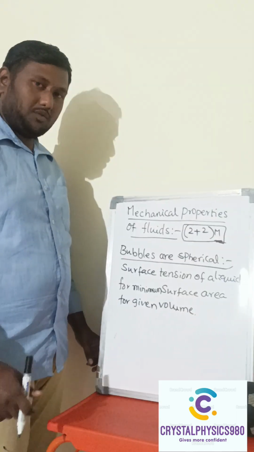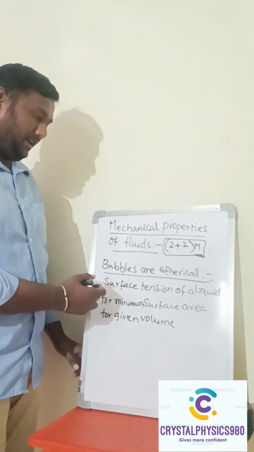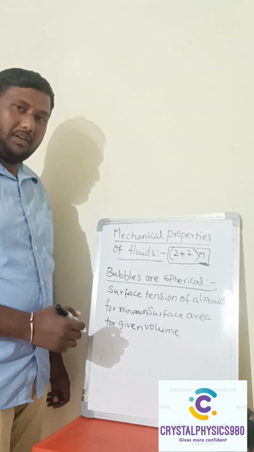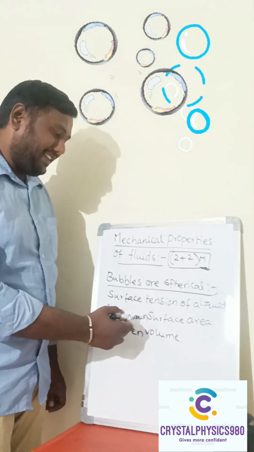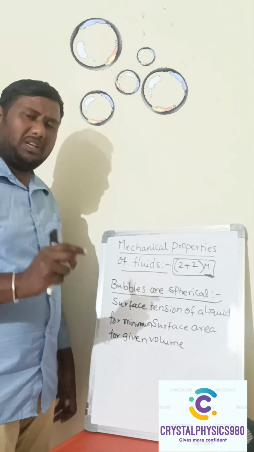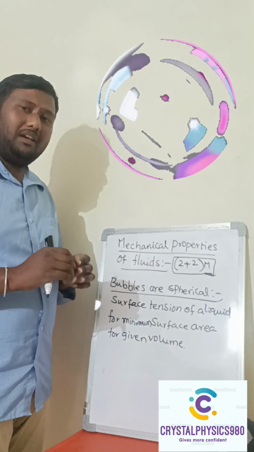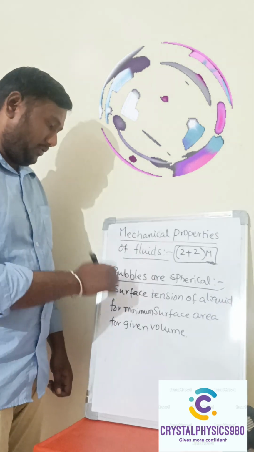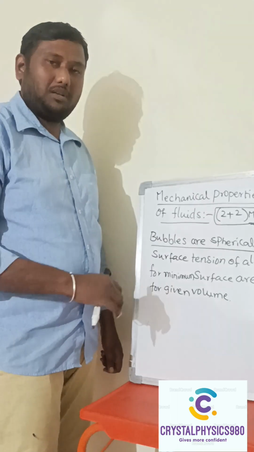Next concept: bubbles are spherical. When we see the surface tension of a liquid, it takes a minimum surface area for a given volume. Only the sphere takes the minimum surface area. That's why soap bubbles or water bubbles are made in a spherical shape.